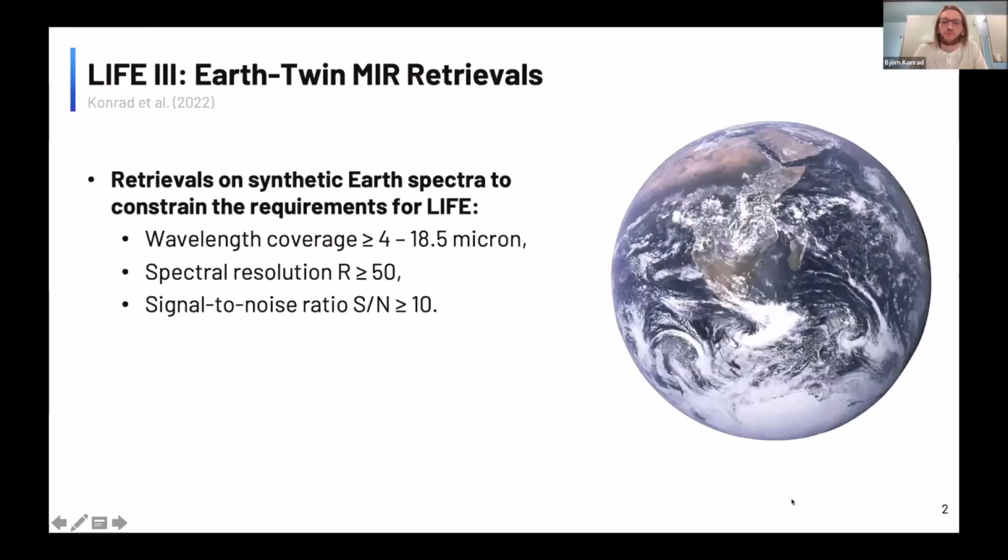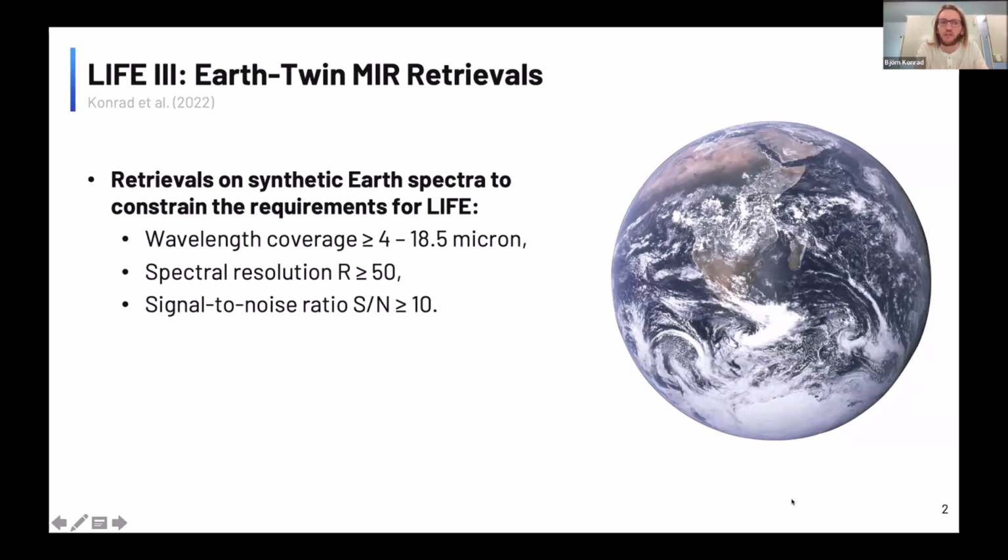So very briefly, just the most important take-home messages from Life paper 3, because this new paper builds on findings from the third paper. In the third paper, we tried to find constraints on the requirements for Life by studying an Earth-like atmosphere. So we ran retrievals on various different spectra and changed resolution, signal-to-noise ratio, and wavelength coverage. And this gave us first estimates for what we need to arrive at a decent characterization with Life.